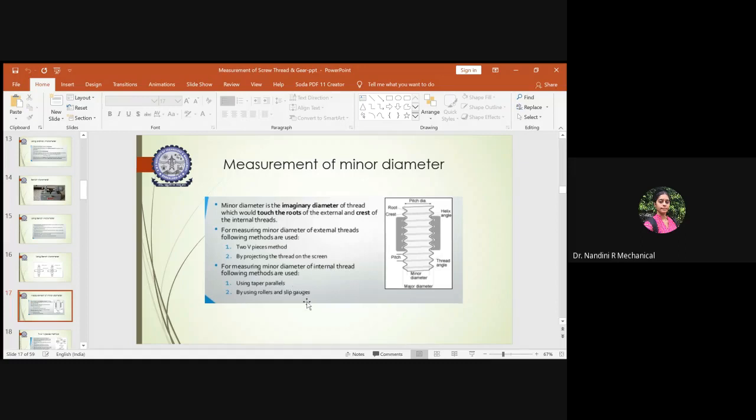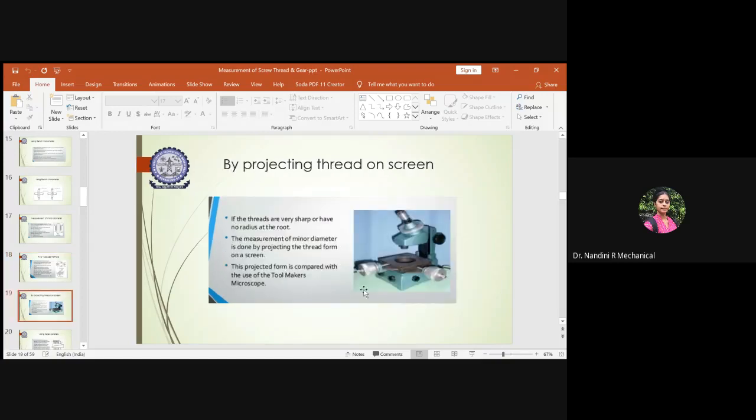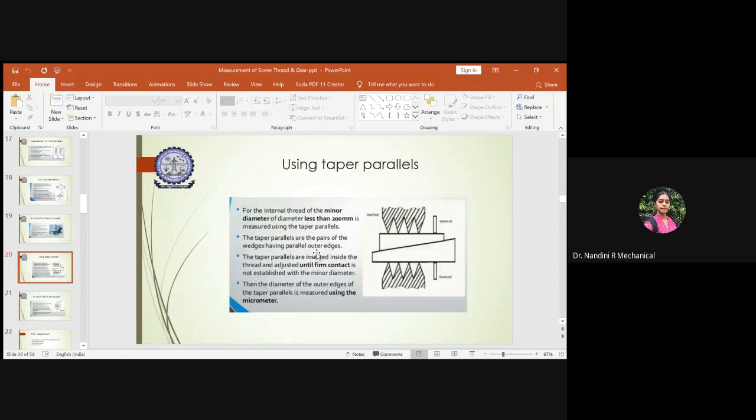Similarly, we had two measuring methods to measure the minor diameter of internal threads. Those were using taper parallels, and using rollers and slip gauges. Then we dealt with how the 2V piece method works in order to determine the minor diameter. We also derived an equation where that will be equal to D plus or minus R1 minus R2. And then we went on to determine the minor diameter by projecting the thread on a screen. Using the microscope directly, you will project the thread on the screen and determine the minor diameter value.